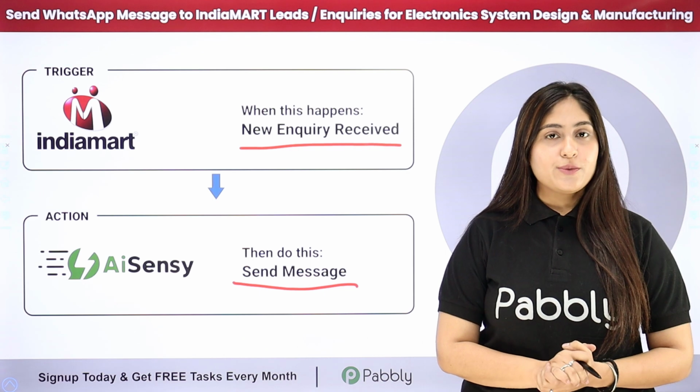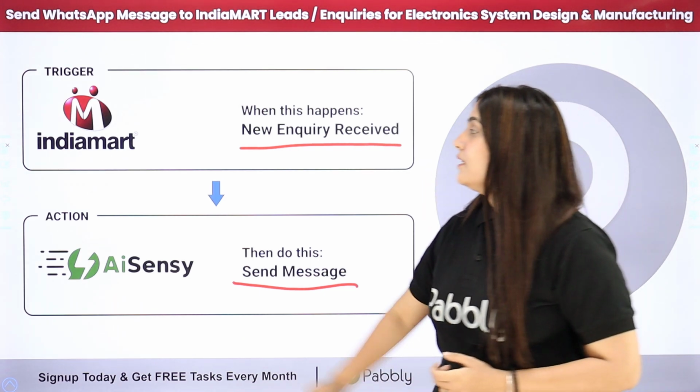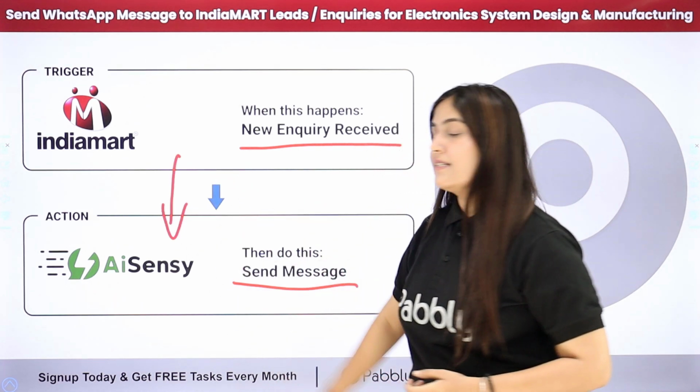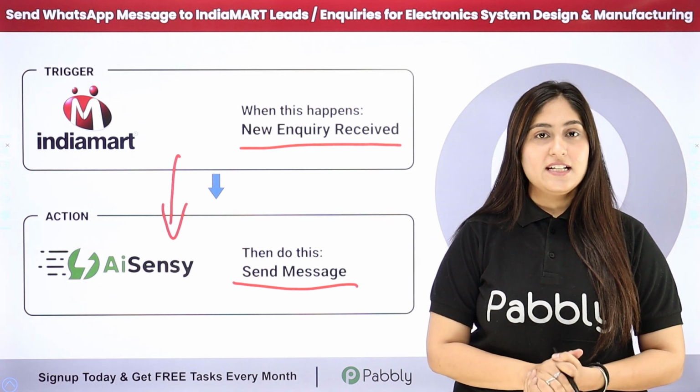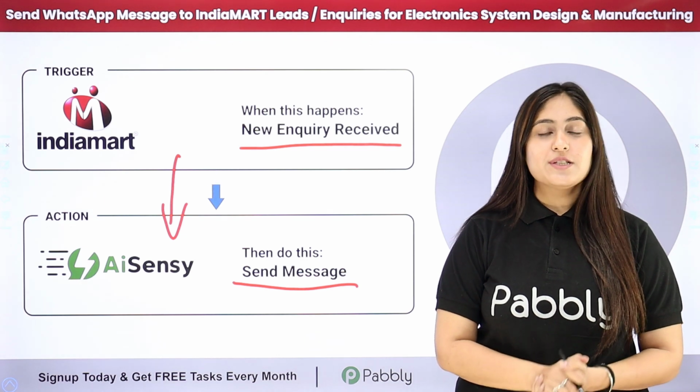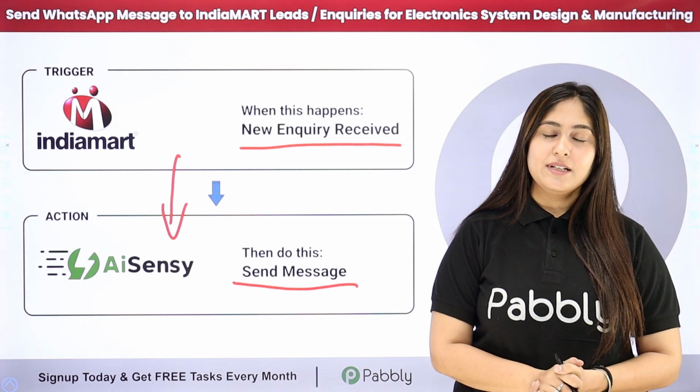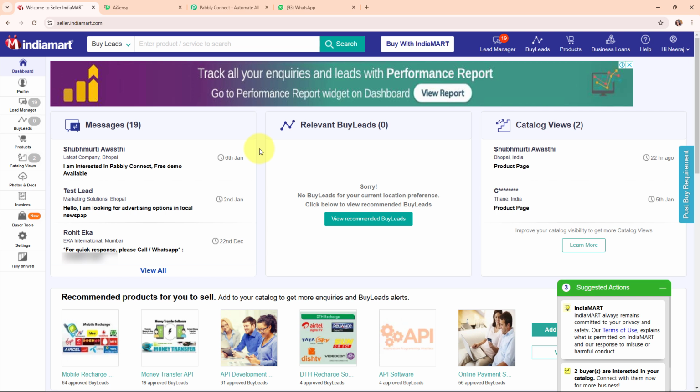Now to automate the entire process, I need to connect my IndiaMART account with my WhatsApp by SNC account using an automation software named Pabbly Connect. So to see the working of this automation and to learn this process step by step, let me take you to my screen. Welcome to my screen.